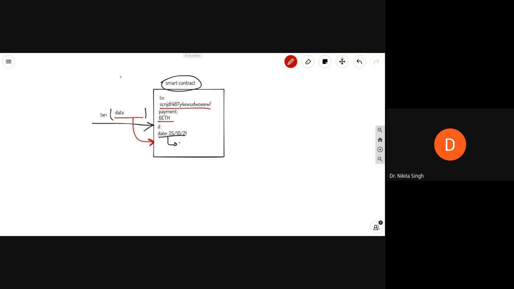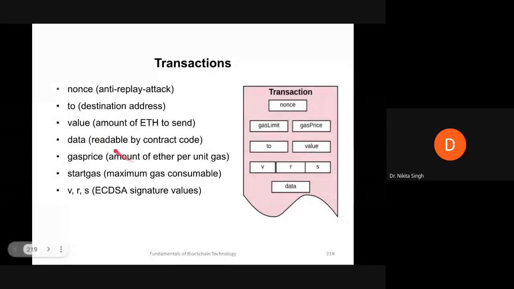So each transaction will have certain fields. It could also have a data field. And this data field is readable by the contract code, that is our smart contract, and based on this data the contract could be executed.